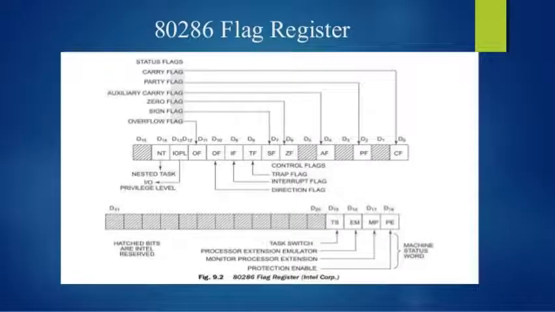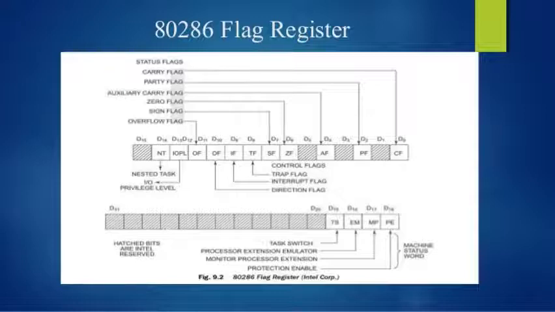Now let us discuss bits 16, 17, 18 and 19 in the flag register. Bit 16 is the protection enable flag, which places the 80286 in protected mode. When PE is set, it can only be cleared by resetting the CPU. Next, bit number D17.